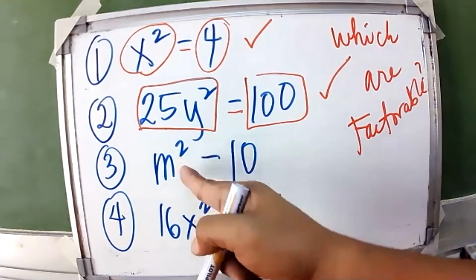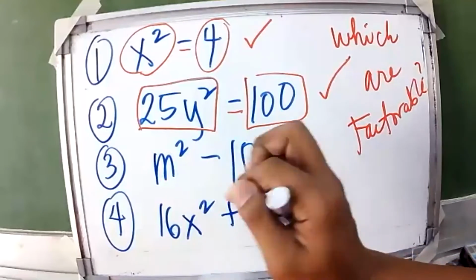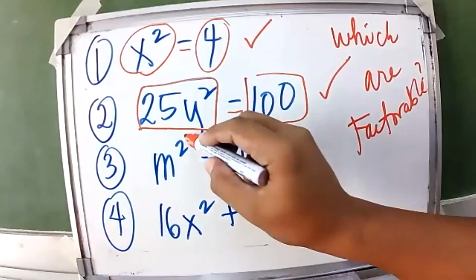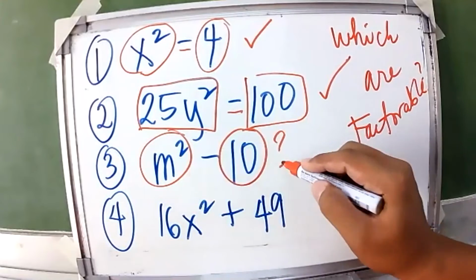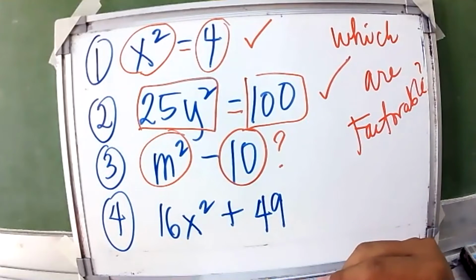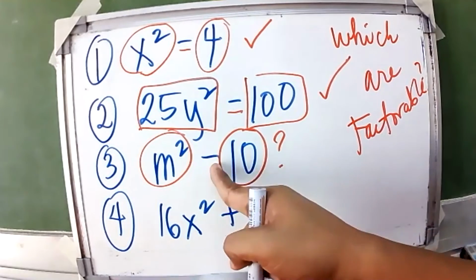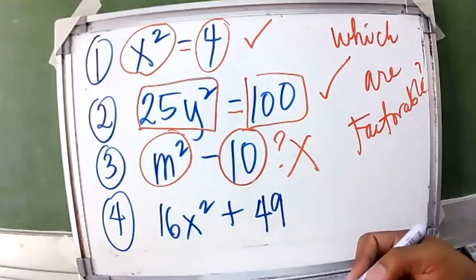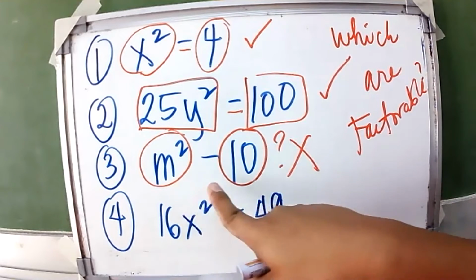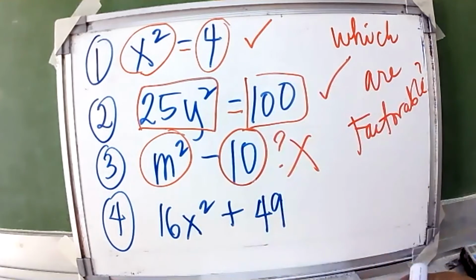Okay. Next. It's just a binomial. Wala siyang common factor. This is a perfect square. But is 10 a perfect square? It's not a perfect square. Kahit minus siya, 10 is not a perfect square. So therefore, this is not factorable anymore. Gets po? Wala namang ibang pwedeng i-factor dito kasi wala namang common factor.